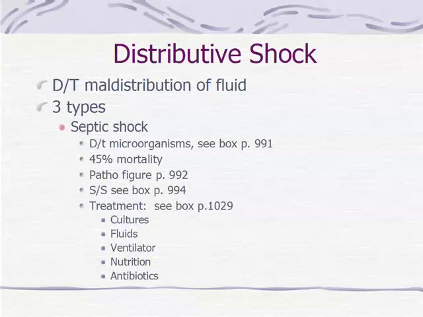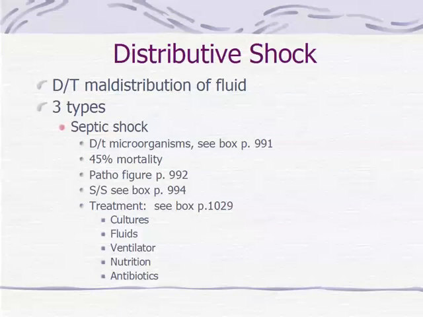Distributive shock is due to maldistribution of fluid, and there are three types. One type is septic shock. This is due to microorganisms, and there's a box that discusses this on page 991. 45% of your patients will die with this. Pathophys is on page 992. Symptoms are on page 994.